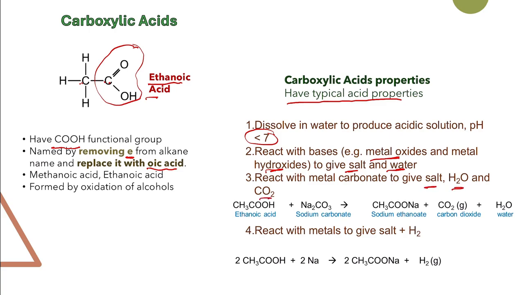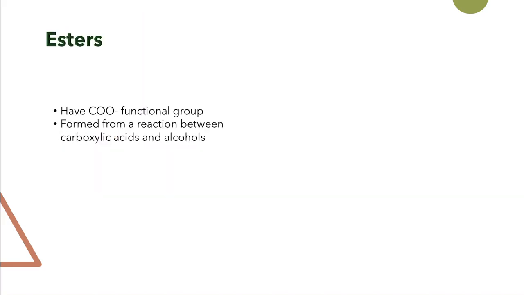So ethanoic acid with sodium carbonate will give sodium ethanoate. This is the salt of ethanoic acid, carbon dioxide gas, and water. They react also with metals to give salt and hydrogen in the same way as acids. So ethanoic acid with sodium will give you sodium ethanoate and hydrogen gas.